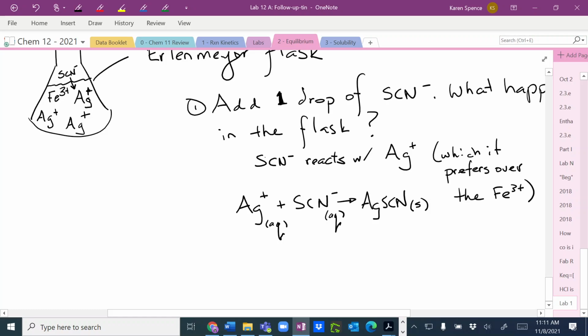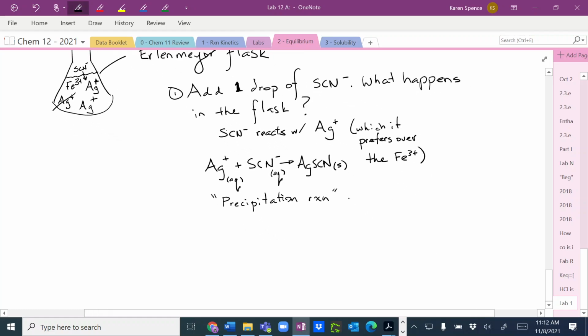I'm looking for something, not one of the sort of 6 major types. I'm looking for something that starts with a P. Precipitation. Okay, so we added one drop and we got Ag+ plus SCN- gives AgSCN. So what happens to that silver? It is now gone. Okay.